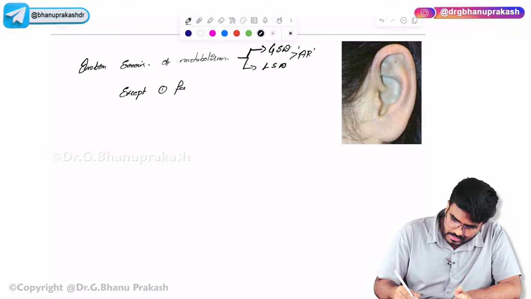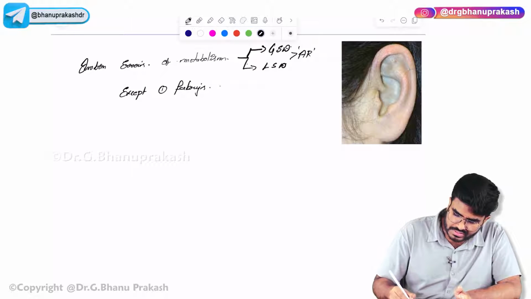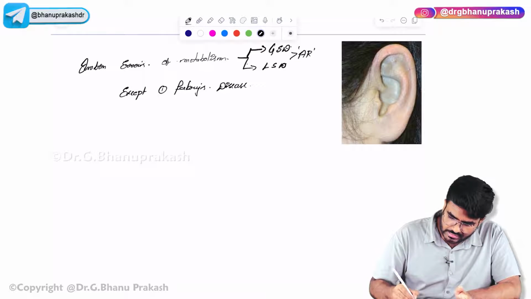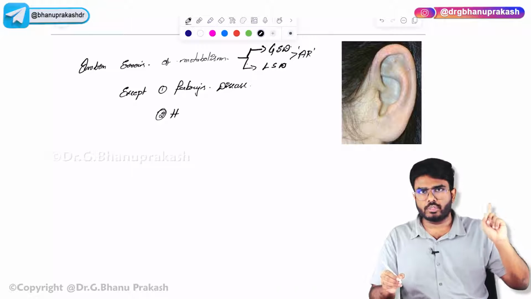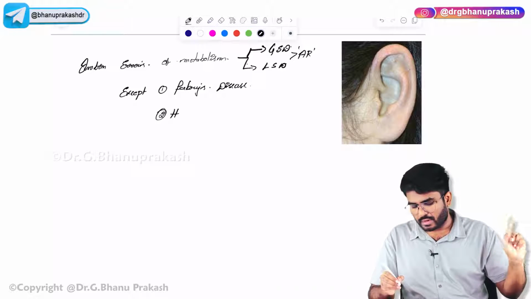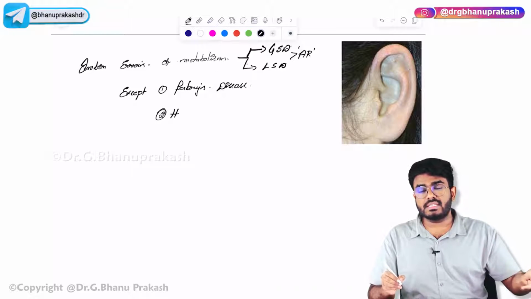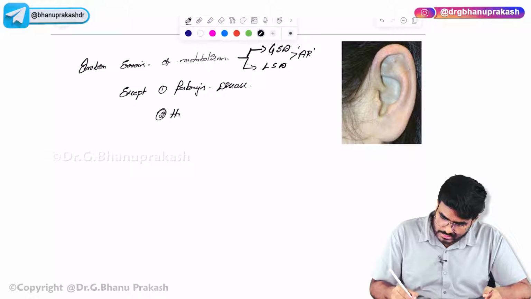Number one is Fabry's disease, which is a lysosomal storage disorder, as well as Hunter's, not Huntington. Huntington is different. Huntington's chorea is an autosomal dominant condition, because of the loss of GABAergic neurons. That's a totally different condition. There is a lysosomal storage disorder called Hunter's disease.